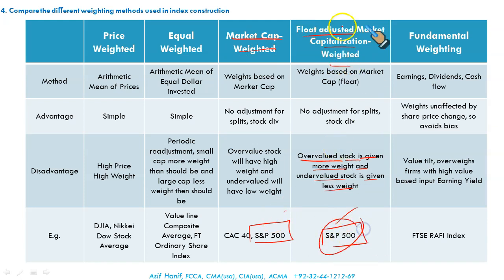It is basically float adjusted, that's why it's here, and it is also market cap based, so that's why it's in both categories. I should have put it here only, so as to make it clearer, not to confuse. Finally, the last weighting method is fundamental weighting.